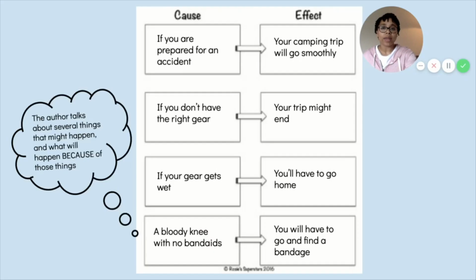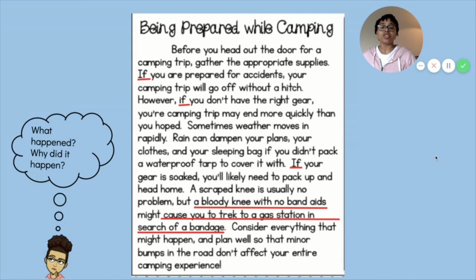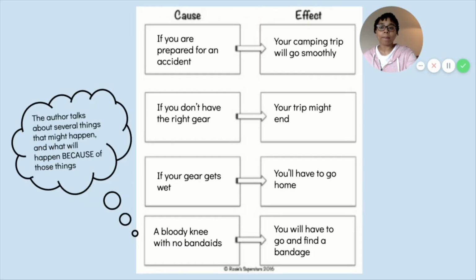What happened? So I'm going to go back to my signal word and see if I can figure that out. Let me move on to my organizer and see if I can figure it out there. Those places where I saw my signal words, I was able to make cause and effect relationships out of them. So the author said, if you are prepared for an accident, your camping trip will go smoothly. So the cause is being prepared, and the effect is your trip going well.